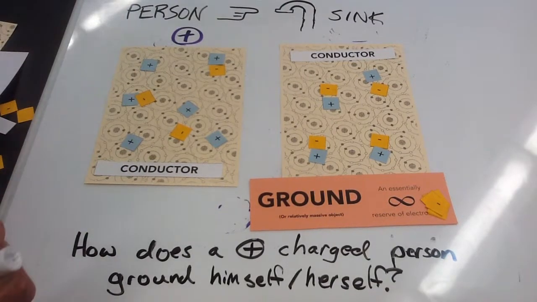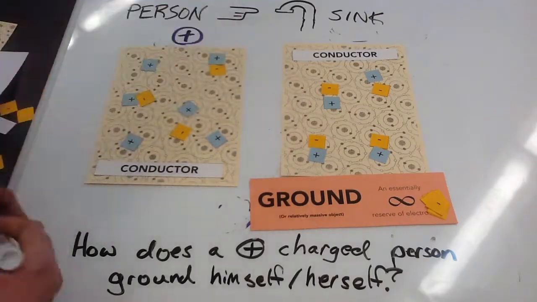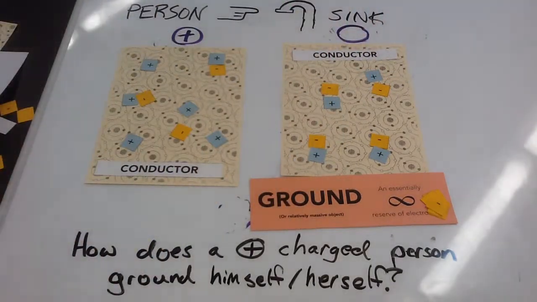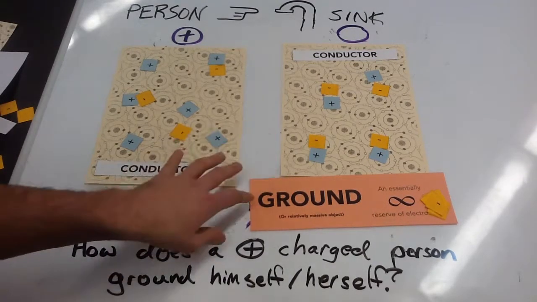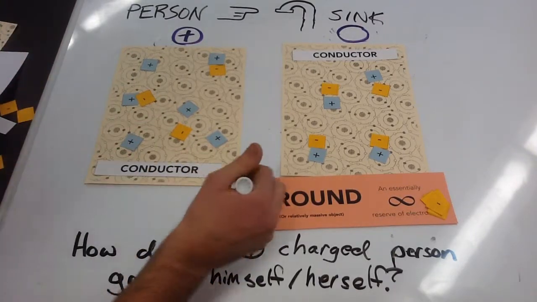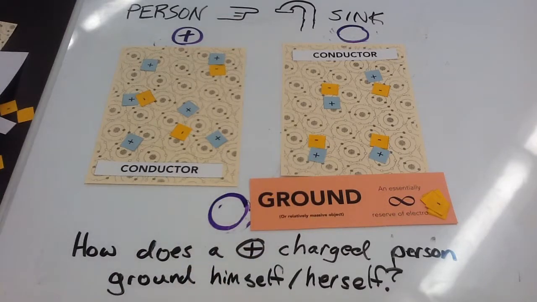All right, my conductor, we're also going to have an evenly distributed charge, but it's neutral, so it doesn't really matter as much here. So my sink in this case is my conductor. It's going to be neutral. And then I also have a new object here. It's the ground, or any other relatively massive object. Right? And your ground is always, always, always, no matter what ends up happening in your scenario, going to be neutral.